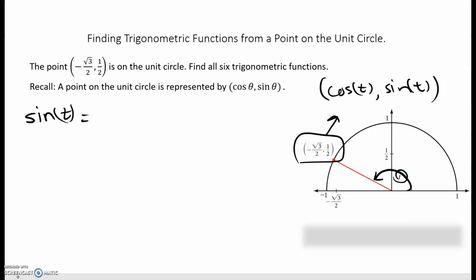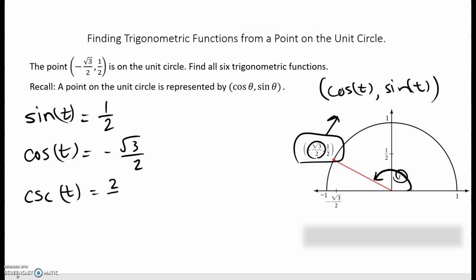Which means that sine of t is really just that second coordinate, 1/2. Cosine t, the first coordinate, is negative square root of 3 over 2. From there, I'm going to find the reciprocal of sine, which is cosecant. That's going to be 2 over 1, or 2. Then the reciprocal of cosine, which is secant. I flip that, so negative 2 over the square root of 3.